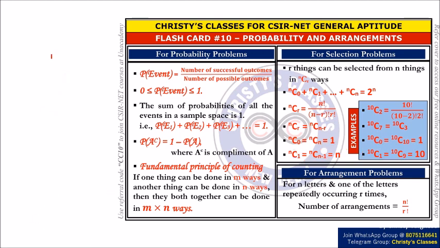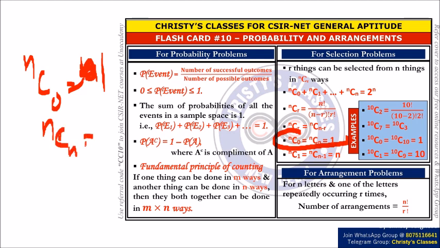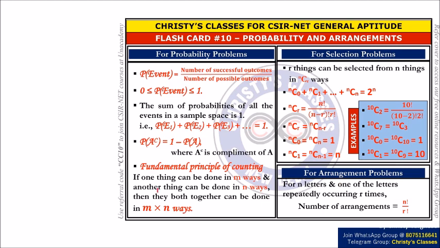And what is NC0? That is what this fact is saying. NC0 is same as N, because NC0 and N are equal. Sorry, NC0 is same as 1. NC0 and 1 are equal. NC0 is same as NCN minus 0, NCN. So NCN is also 1. That means 10C0 is 1, 10C10 is also 1. And I will show you how this will help you in CSIR-NET questions, this combination concept. So that is about combination.